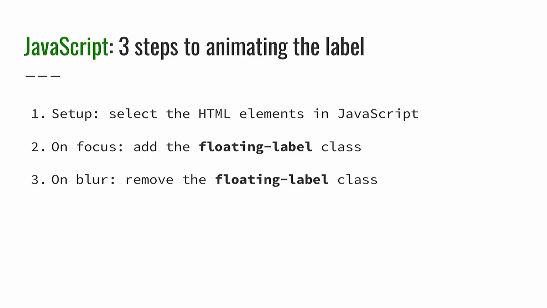Okay, there's 3 steps to the JavaScript. Step 1 is just the setup, just select the HTML elements so that we can access it in our JavaScript. Step 2 is tell it that when the input is focused, add the floating-label class. Step 3 is when it's blurred, remove the floating-label class.